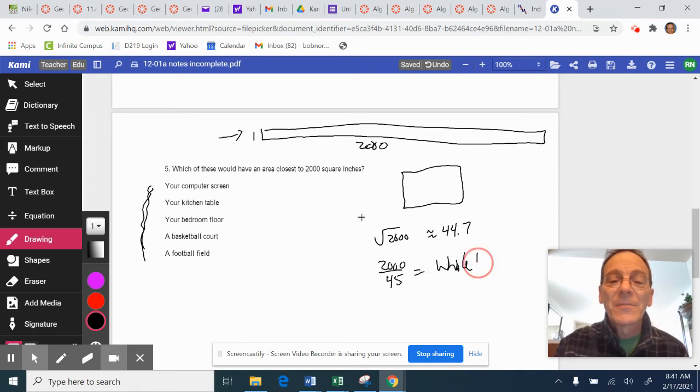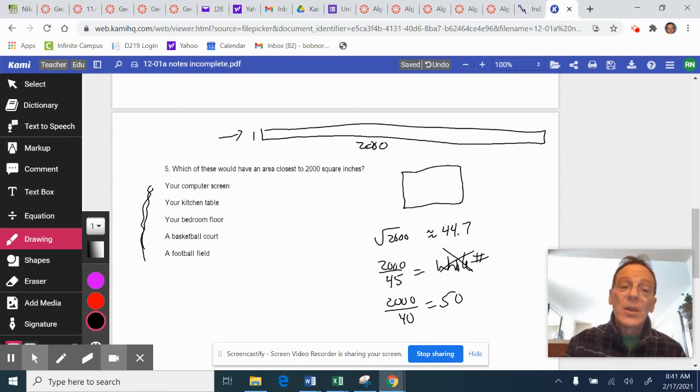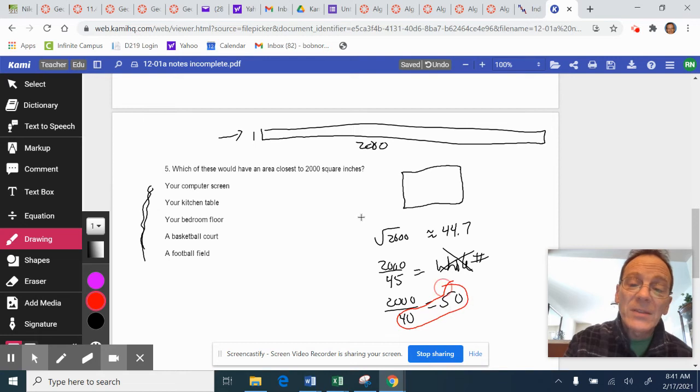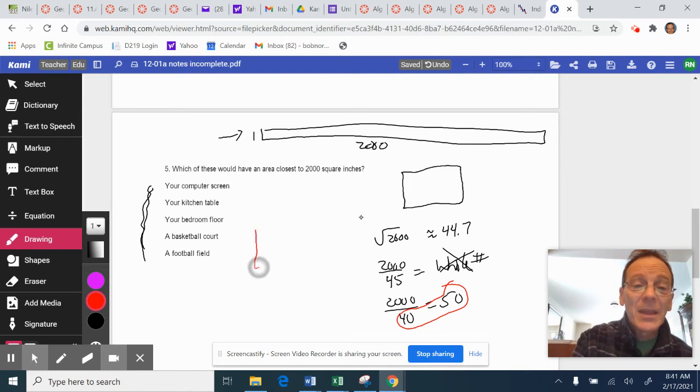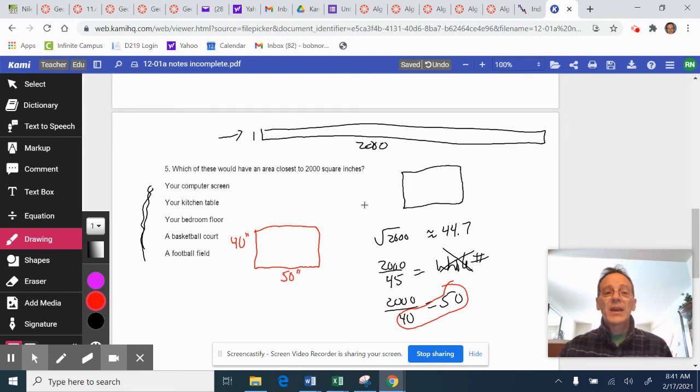Well, it doesn't. So I'm going to try dividing 2,000 by 40 or 50. Let's try 40. Well, that comes out to be a nice whole number, 50. So right there are dimensions of a rectangle that are much closer to square than 1 by 2,000 that might help me solve this problem. So 40 inches by 50 inches, that would be a 2,000 square inch rectangle.